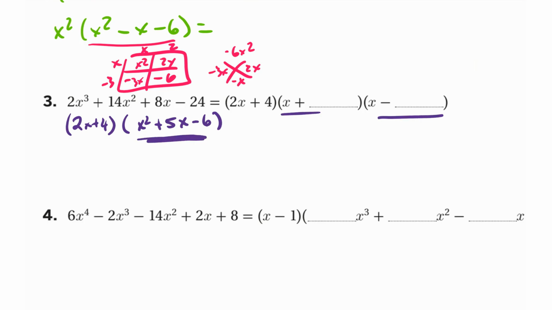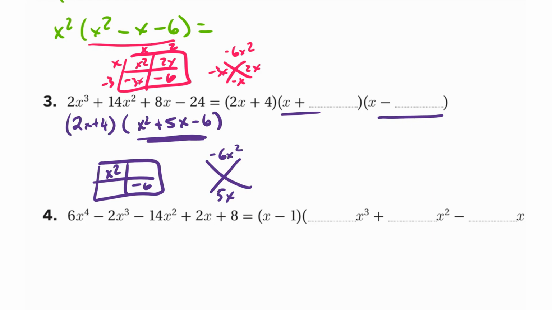So I'm going to use my standard box and diamond, first term, first box, last term, last box. 5x needs to be split up into 2 things that multiply to negative 6x squared, which would be 6x and negative x. And then figure out what goes on the outside. And then that tells me this has to be 6, and this has to be x minus 1.